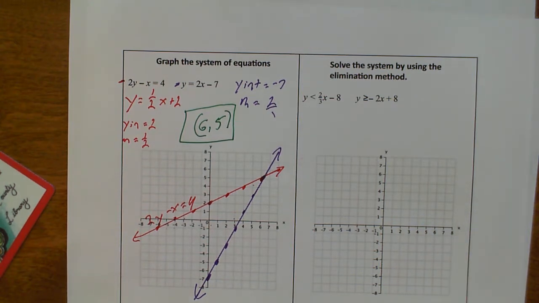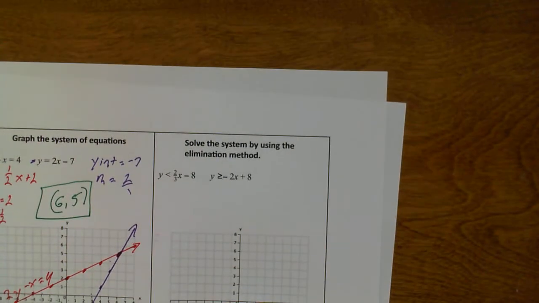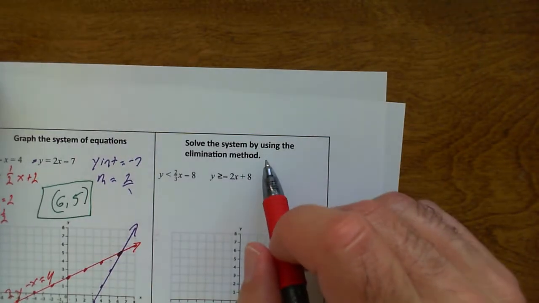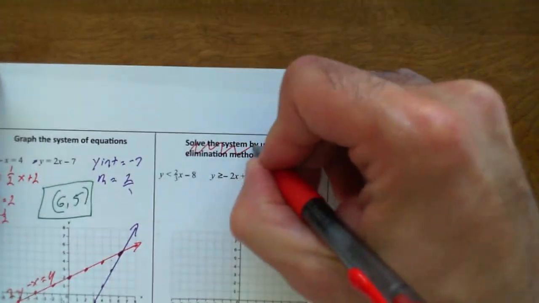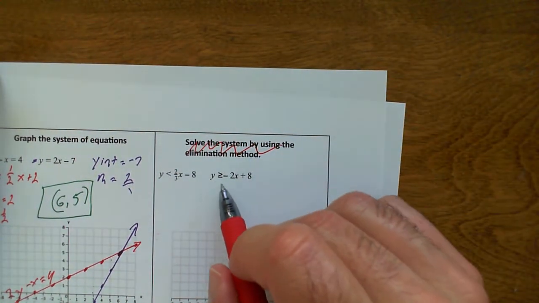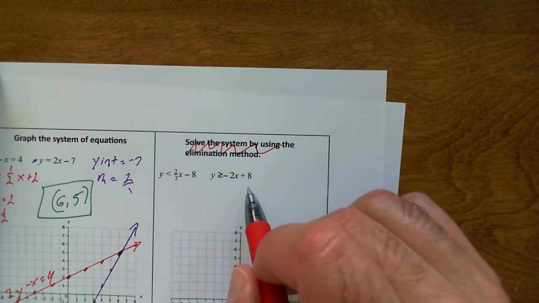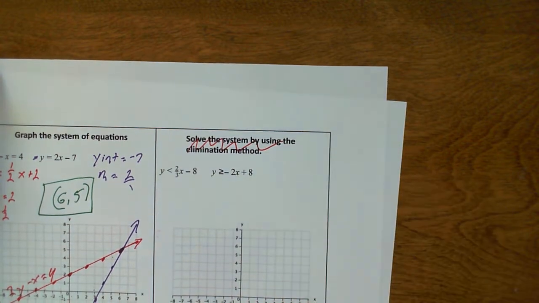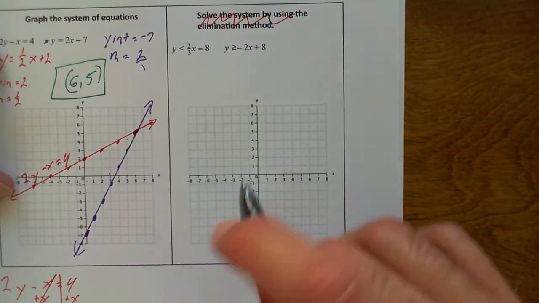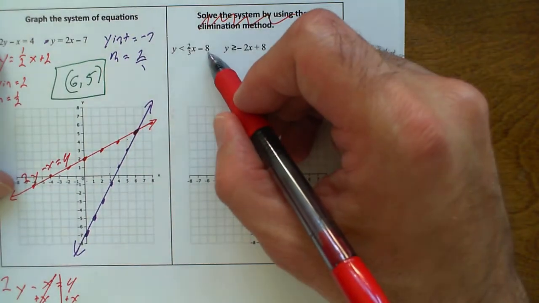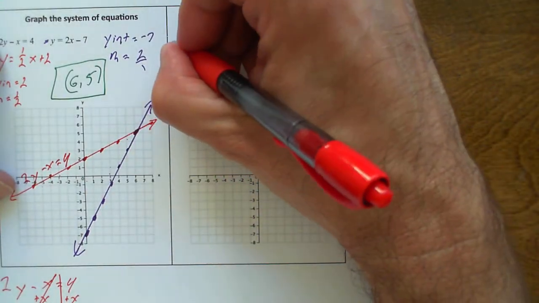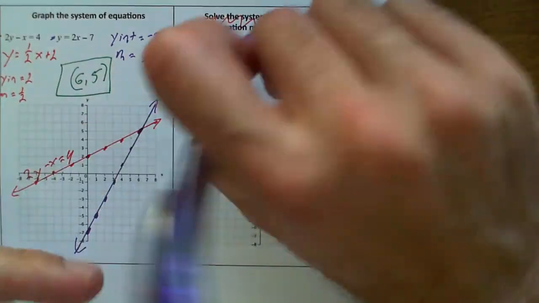Okay, last question. Solve the system by using the elimination. Oh, this is solve the inequalities. Just solve the system here. I'll change the wording on the test. Anyway, so this one is my slope. Let's make this our red. We'll make this our purple.